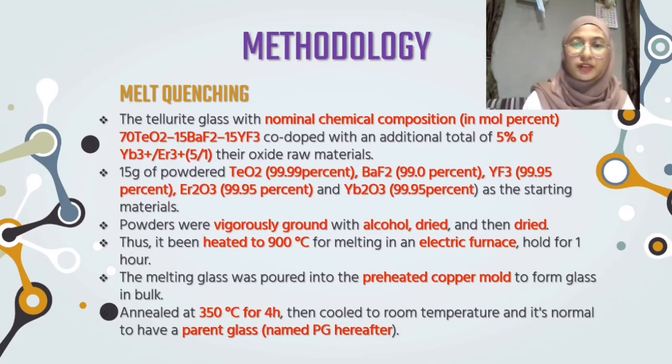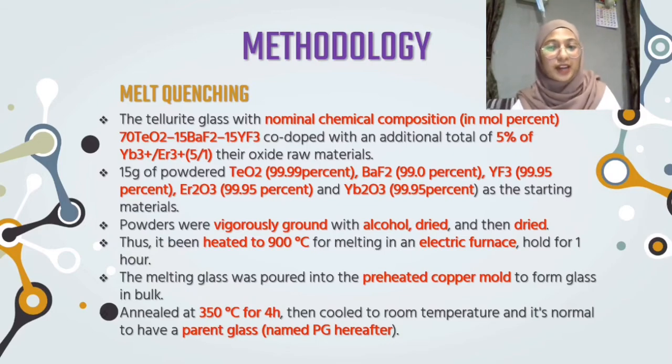Powders were vigorously ground with alcohol and dried after that. Then they were heated to 900 degrees Celsius for melting in an electric furnace and held for 1 hour.